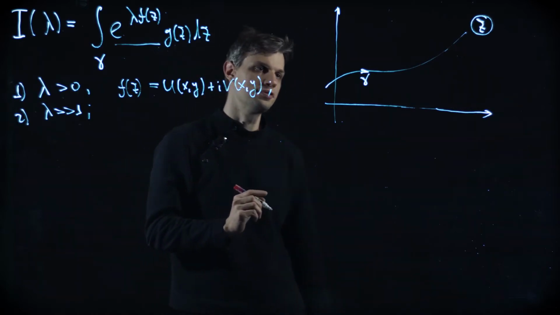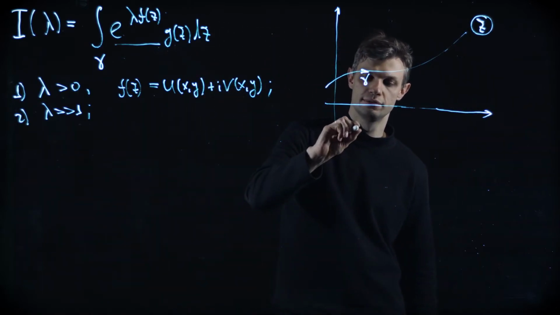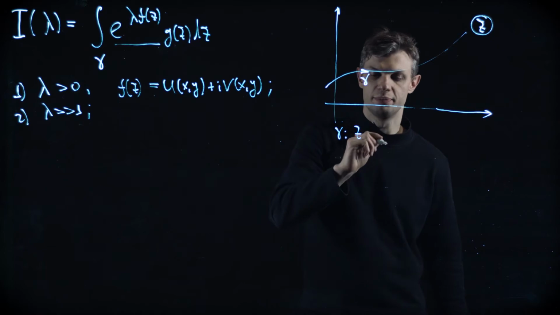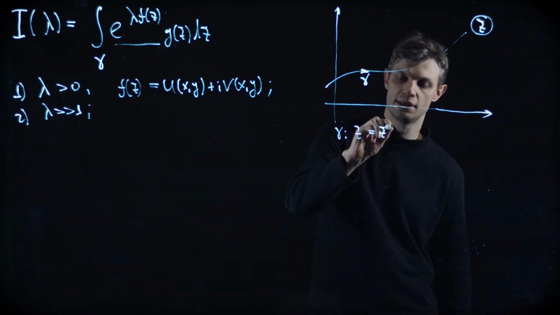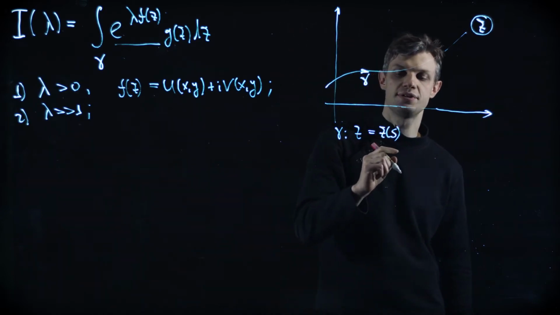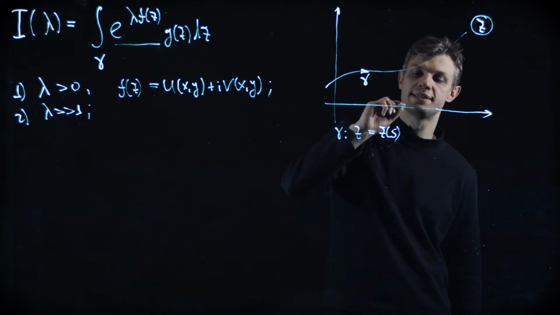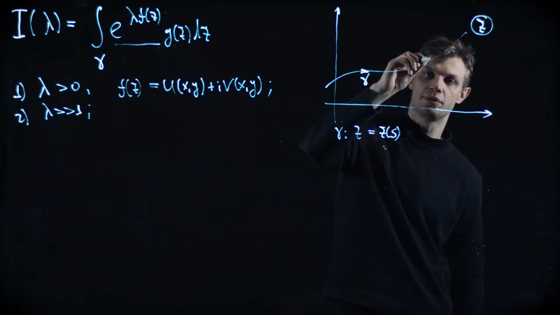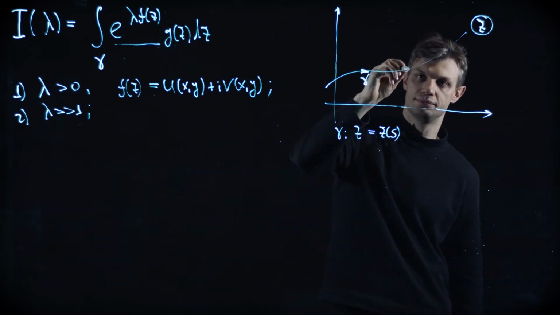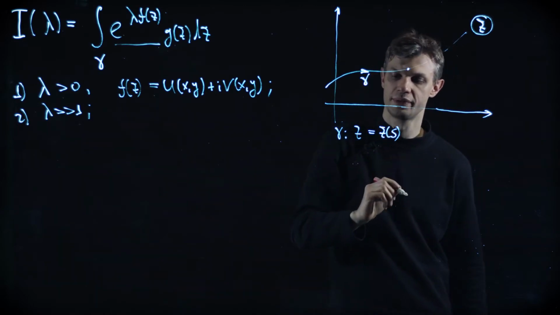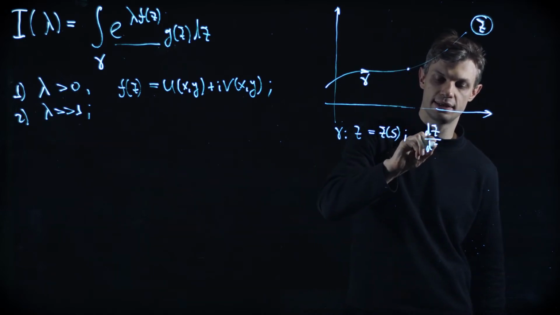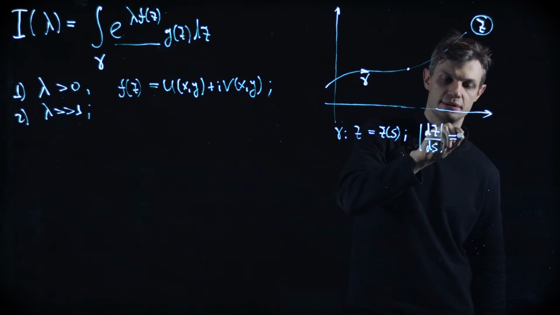It's also suitable to introduce the parameterization of the contour. So gamma is parameterized by some single parameter s, so z is equal to z of s. The choice of s can be quite arbitrary, but it's very suitable to choose it in such a way that it represents the length of the curve of the contour measured from some reference point. We'll choose this reference point later. Since s is the length, the modulus of dz over ds is equal to 1.